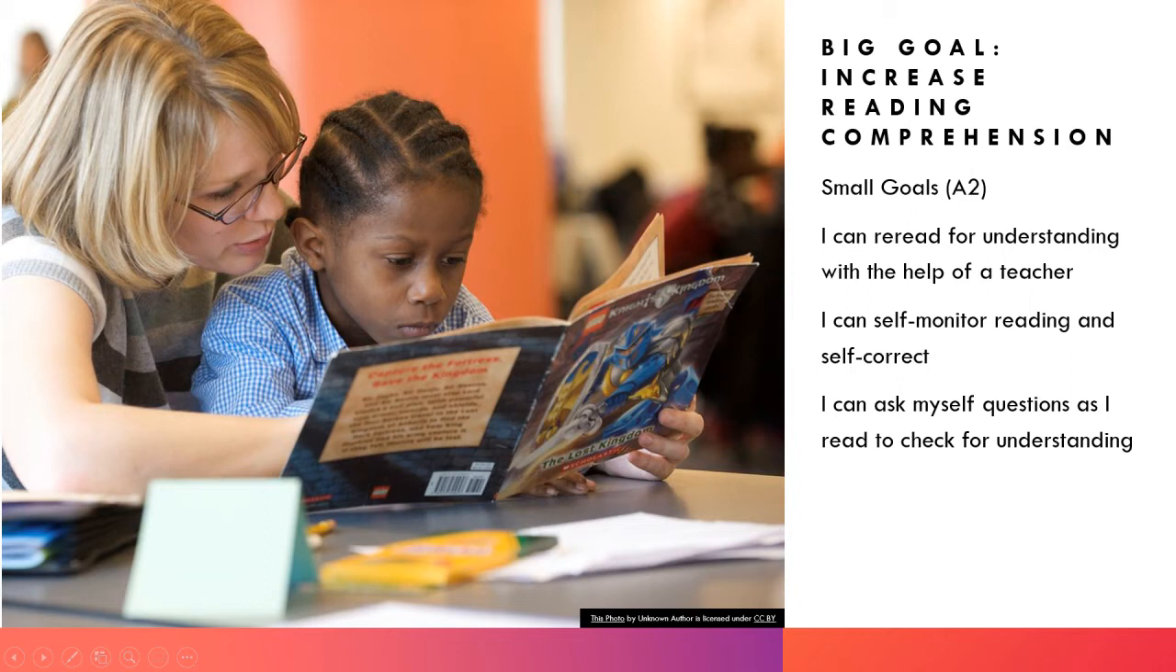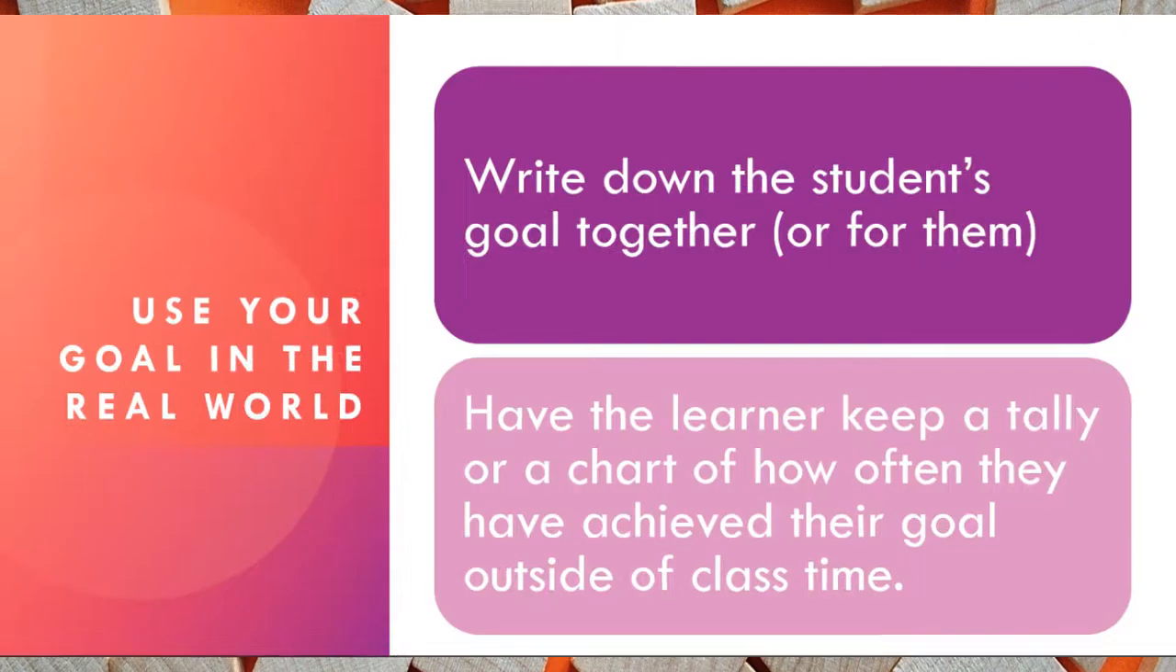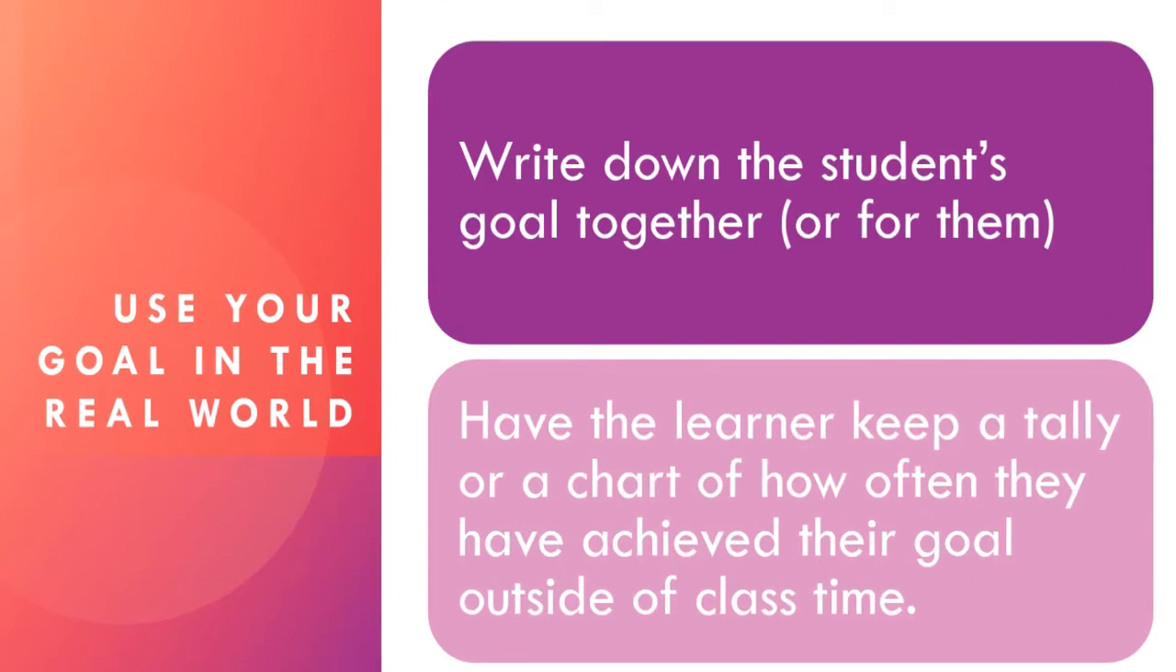They know that that's what they're doing. You know that that's what they're doing. And it's really, really purposeful and targeted. As an extension activity, have students take their goal home. So you can record it somehow, write it down, send it home, and then they can make a chart or a graph or just a tick mark every time that they do the goal and they notice themselves doing it.